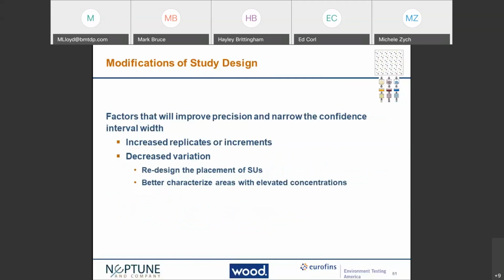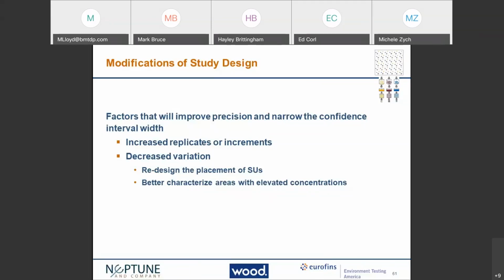So how should you actually modify your study design if you do decide to collect more data? The most common is going to be increasing the number of field replicates or ISM samples, or you could increase the number of increments for each ISM sample while also increasing the total mass of each sample. And less commonly, depending on the site and the study design, you could focus on trying to decrease variation by redesigning the placement of your sampling units in order to better characterize areas with elevated concentrations. And so the decreased variation also results in a narrower confidence interval width or better precision.